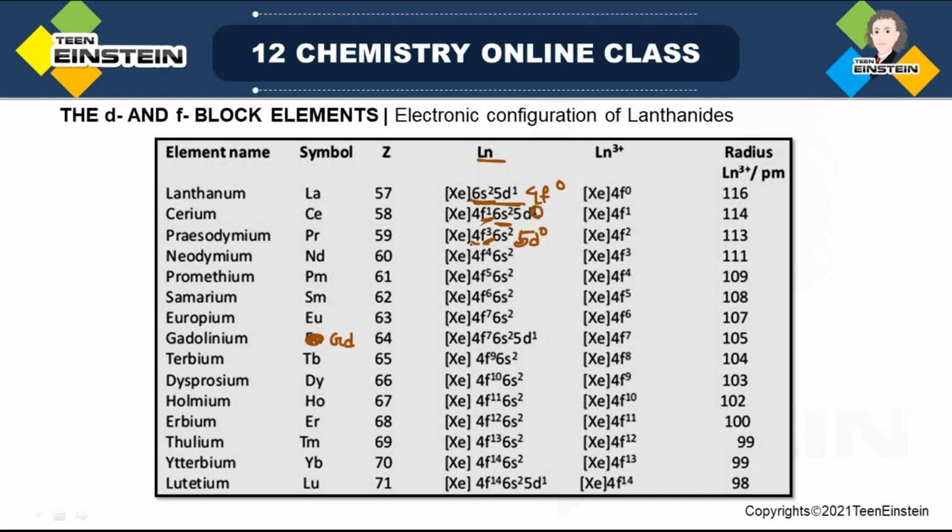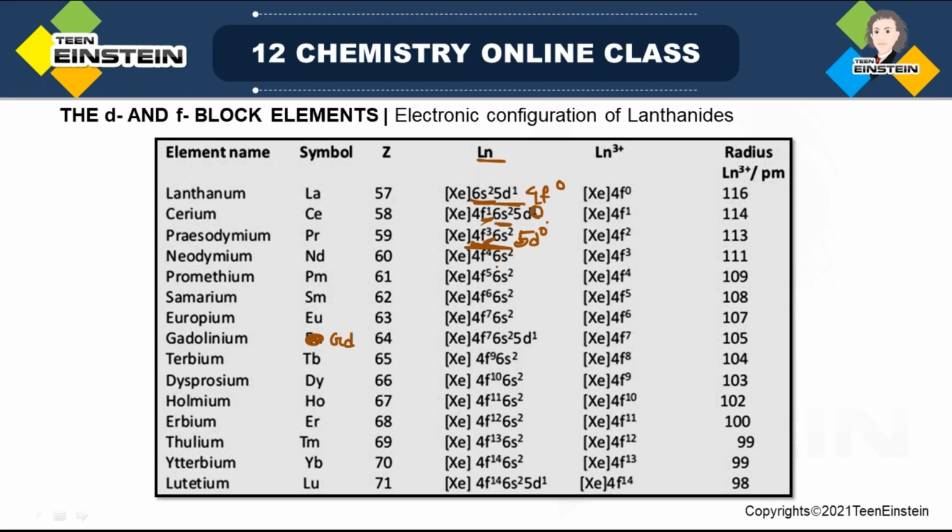So maybe this configuration will be lower energy, and if the configuration is 4f2, 6s2, 5d1, maybe that has higher energy. So that is why it is mentioned in this way. It is difficult to mention any specific reason behind it. Okay, so there is no other way, we have to remember it.